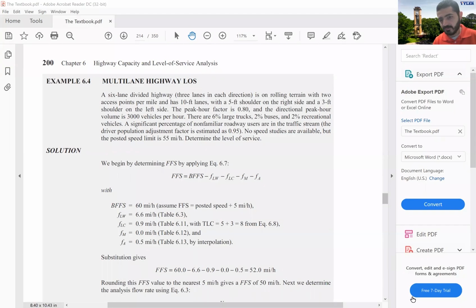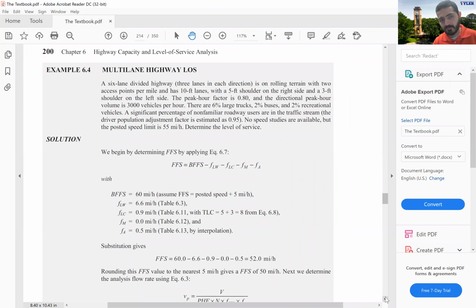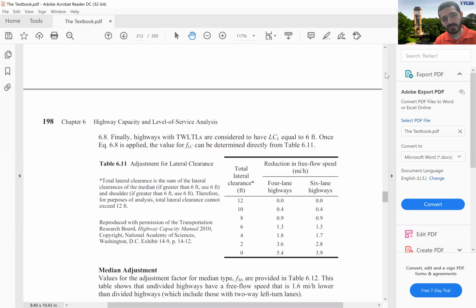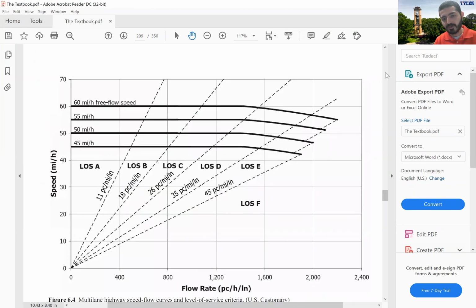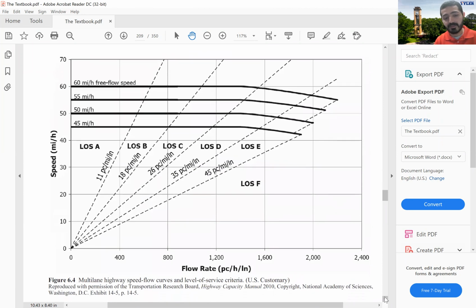That graph is on page 195. There you go. Figure 6.4, as it reads here, is multi-lane highway, free flow speed determination. It's not for freeway, it's multi-lane highway. So let's take a screenshot of that, and going back to our notes, paste it here.